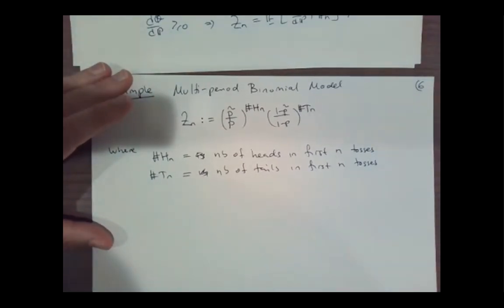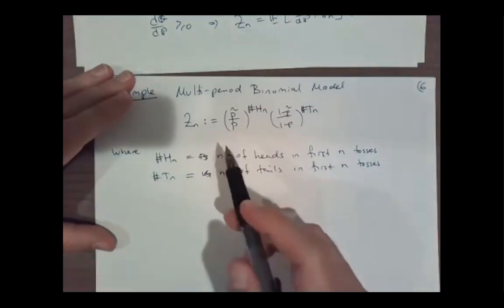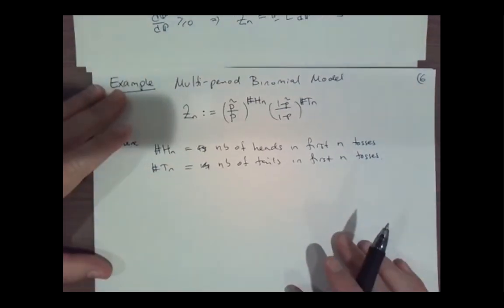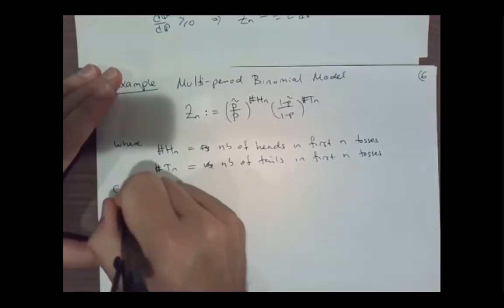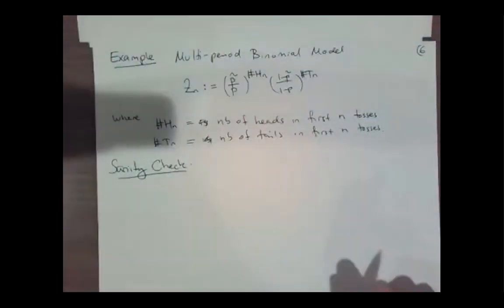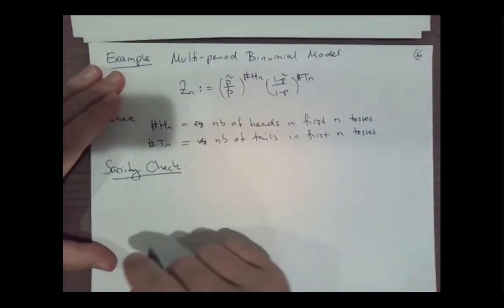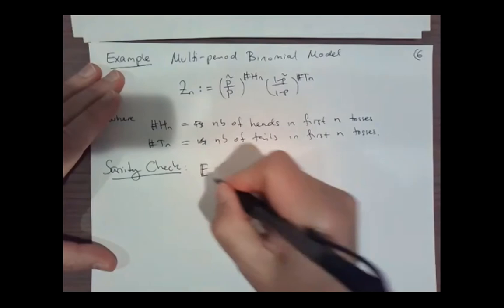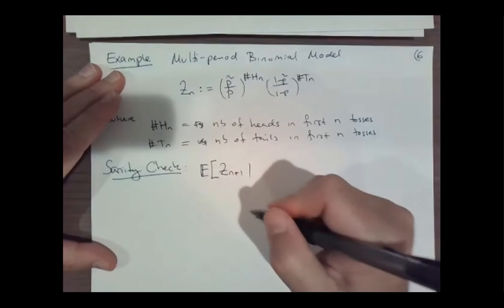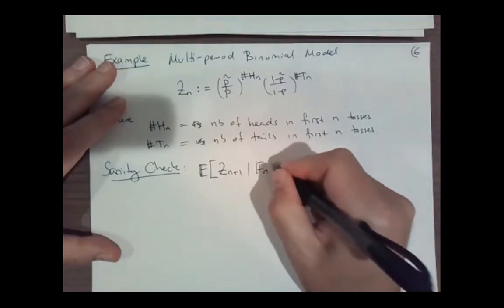So for good measure, we should probably check that this really is a martingale. What do you guys think? Does it look like a martingale? Well, yes. Nothing wrong with a sanity check from time to time. How do we do it? Well, sanity check on the martingale property. This is Zn plus 1 given the information about the first n tosses.